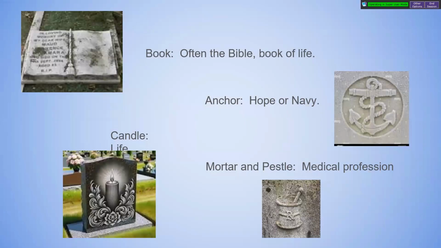Now, the Bible, the book, is usually the Bible, but sometimes, like this one you see here, it opens up and it tells a little something about the person who is deceased. So it could mean the book of their life, the book of life, the book of that person's life. An anchor, very common, seen on many military stones, can also mean hope. A mortar and pestle, medical profession, so a doctor or a nurse or a pharmacist. And then candle, of course, means life. And the one in the bottom left, that is a very recent grave. You notice how it's clearer and the etching.